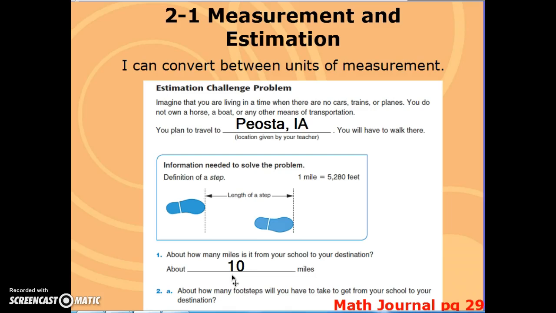10 miles. We also need to figure out number 2, about how many footsteps you have to take to get from your school to your destination. So we need to know if 1 footstep, from your starting point to taking 1 step, were about a foot, if you were taking some pretty large footsteps, then it would take 5,280 footsteps to get to Peosta.